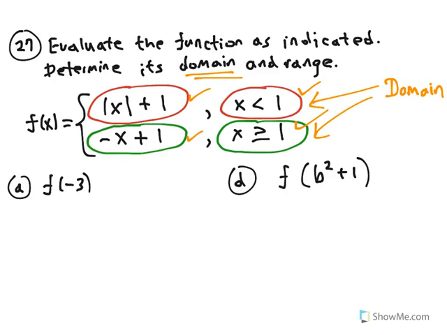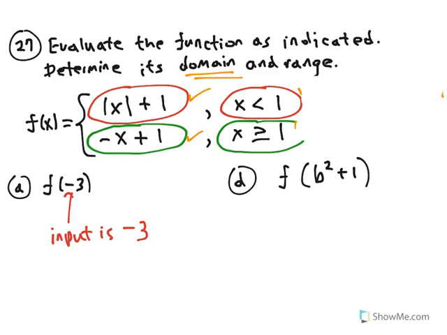So we will take a look at part A, evaluate the function as indicated. So you have to understand function notation. We know the input for our function is negative 3, and you're going to compare that to how we divide the domain. We divide the domain as you see here.